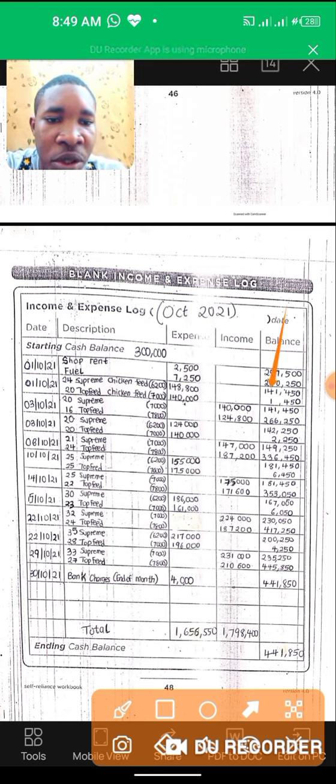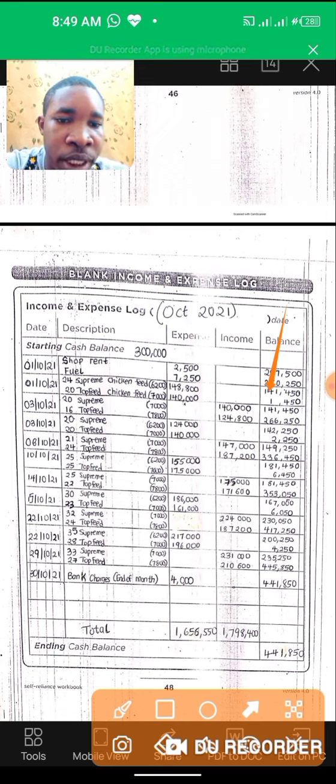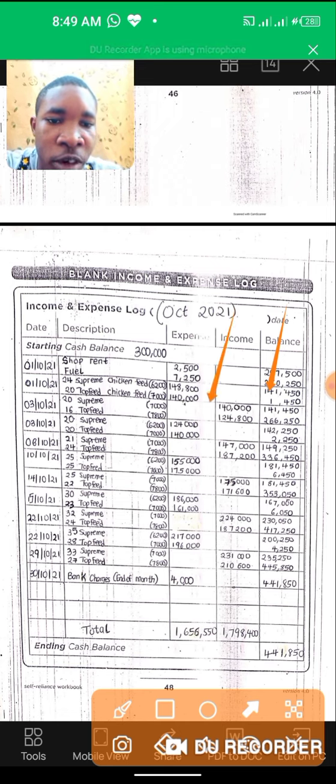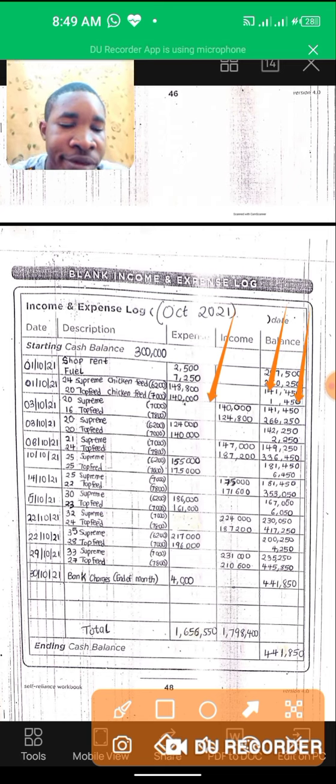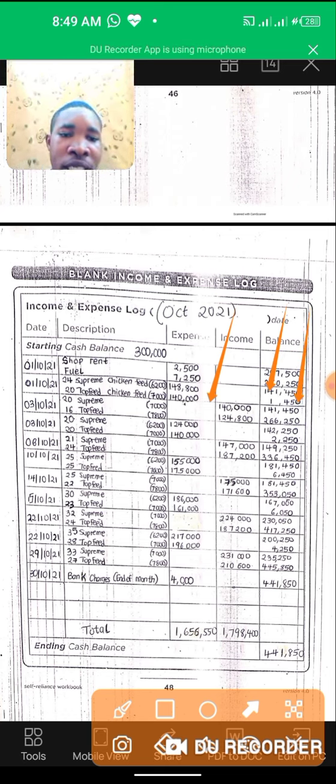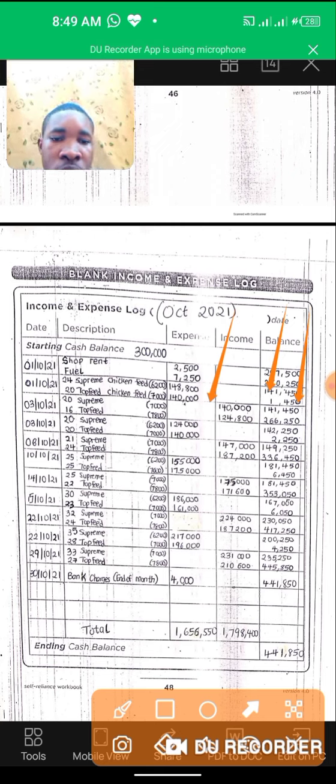Our cash balance here was 141,450 minus 140,000 naira. We got 1,450 naira. I hope you guys understand where we are going now. So that's just how it is, and you just keep going like that.